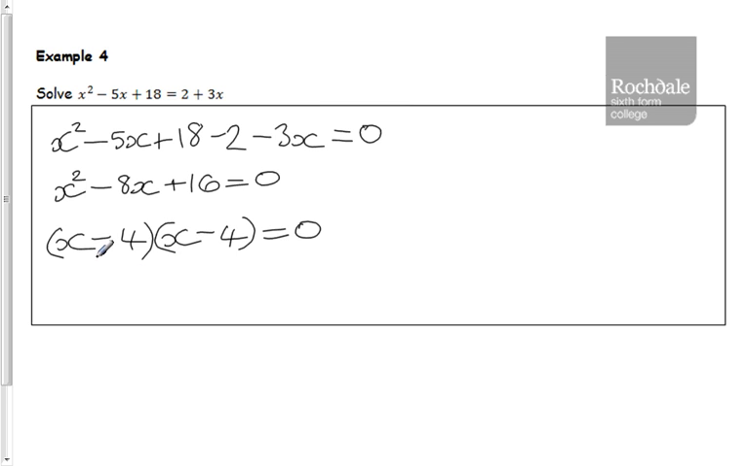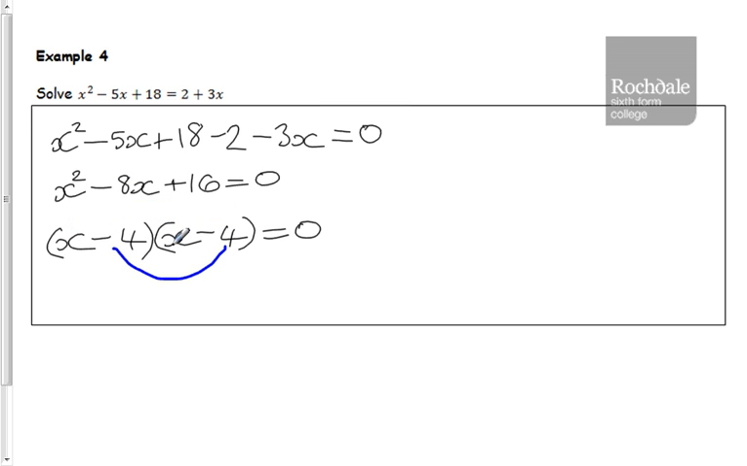Again, let's do a quick check. x times x is x squared, and then minus 4x, take away another 4x, is minus 8x, and then minus 4 times minus 4 is plus 16. We know it works, we know it's correct.